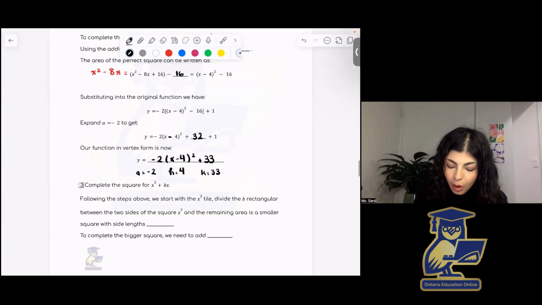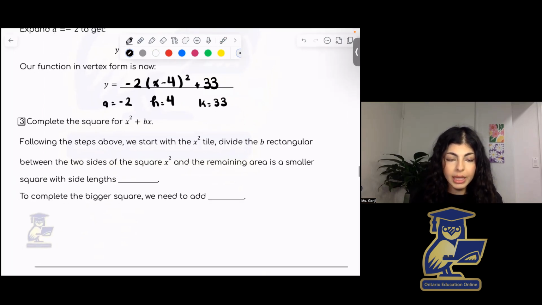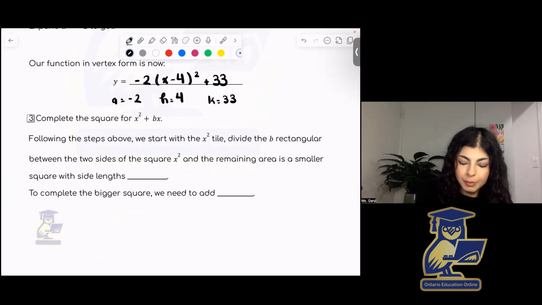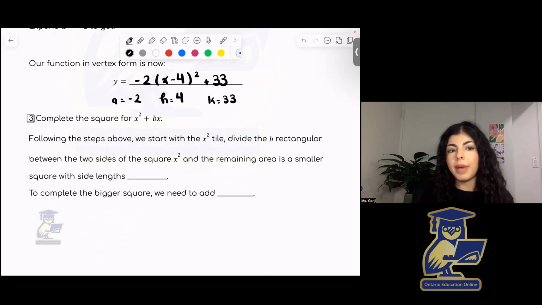So now, we already did this, so it should be a little bit of practice, but we're going to complete the square for x squared plus bx, so we see the general form of it. Now I'm not going to show you algebraic tiles, so we're just going to imagine the tiles as we try to solve. So starting with that x squared tile, whatever bx values you have, those are going to be your rectangles.